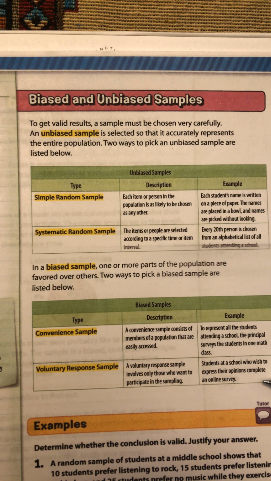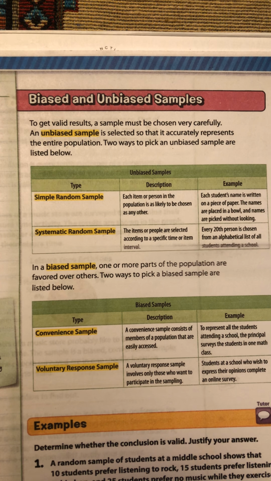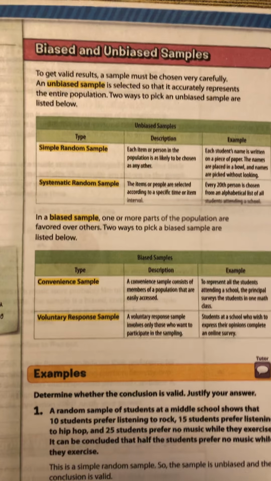Voluntary response is people who want to participate. So if we're in class and I said, okay, who wants to give me their choice of favorite pizza toppings, and only 5 people answer, that's a voluntary response. I didn't make everybody do it, so that would be considered bias. So let's look at the examples.